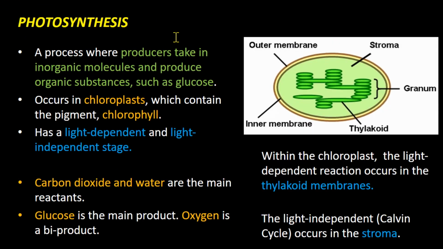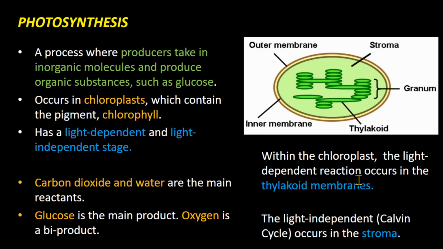Basics here about photosynthesis. So photosynthesis is a process where producers take in inorganic molecules and produce organic substances such as glucose. This will occur in chloroplasts, which contain the green pigment chlorophyll. There's a light-dependent stage which involves photosystems and a light-independent stage which is also called the Krebs Cycle. Carbon dioxide and water are the main reactants of photosynthesis. Glucose is the main product and oxygen is the byproduct that is released.